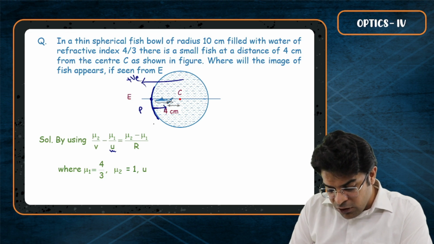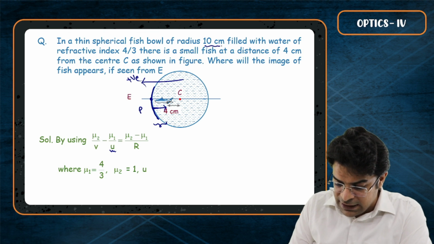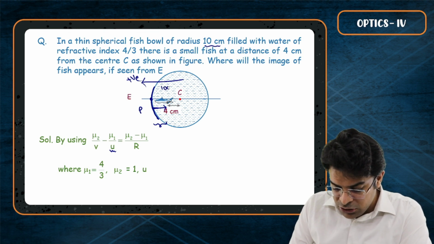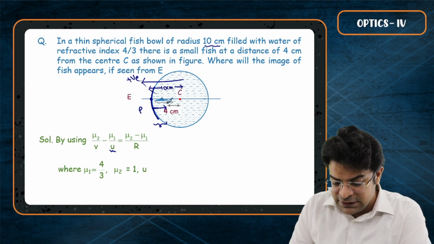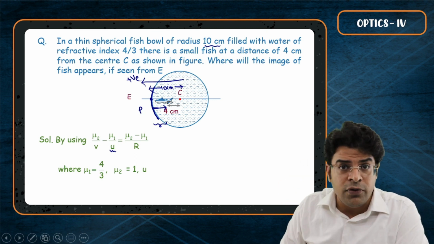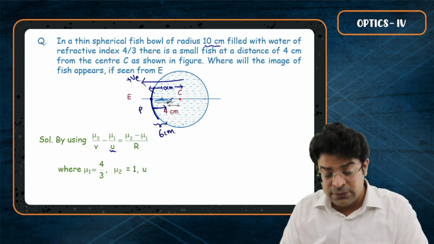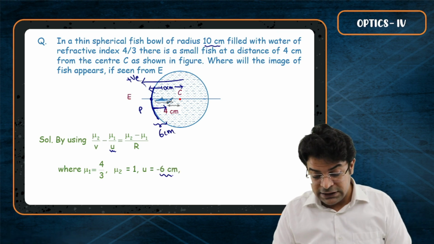Can you tell me what will be this distance? As in the question, they have said that the radius is 10 centimeter. So the center to pole distance is 10 centimeter, and the object is at a distance of 4 centimeter from center. So the distance from pole will be 6 centimeter. So you will substitute u as minus 6 centimeter.